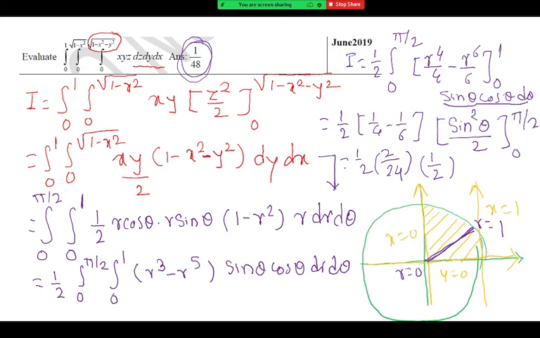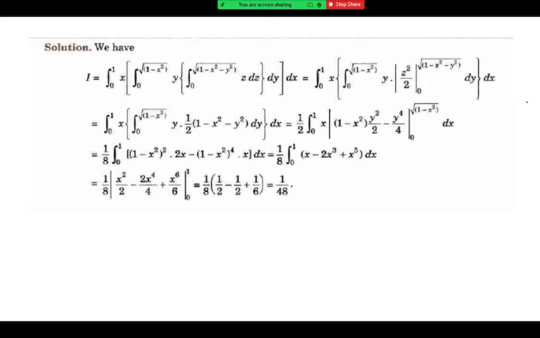Okay, so next is a question on type 2, and I am taking only one question on type 2 here. One or two more questions will be in the tutorial, so we'll discuss that then. Right now only one question on type 2. This is the solution of the previous example in Cartesian form. You will get the same answer, 1 by 48. You will observe the answer does not change.